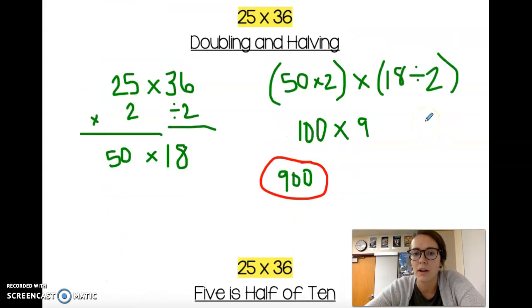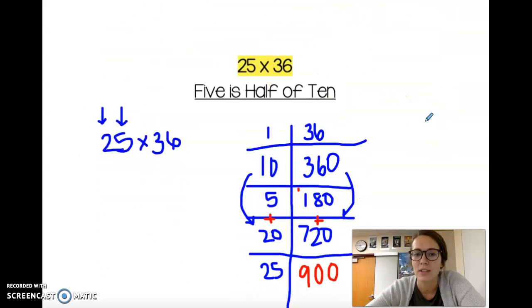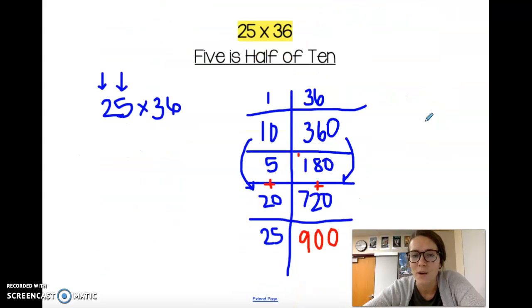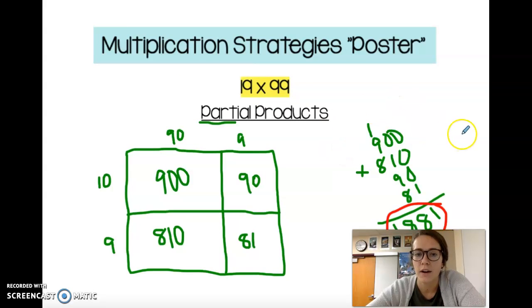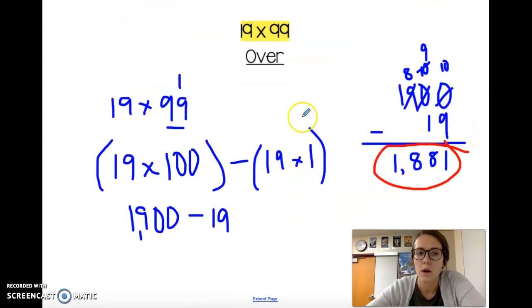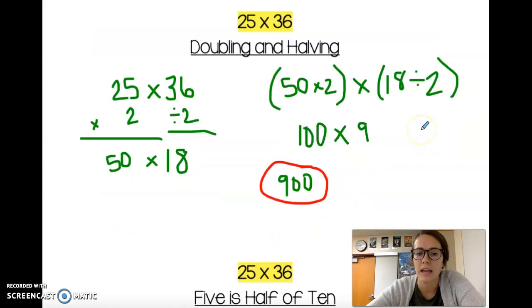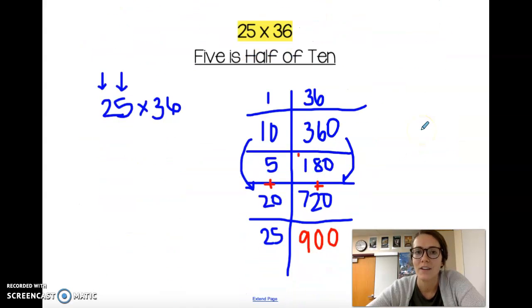We can check it with the one above. We got the same answer. That makes me pretty confident that we are correct. All right, so that was your quick review of the 4 strategies we've done so far: partial products, the over strategy, doubling and halving, and 5 is half of 10. Hopefully that makes sense.